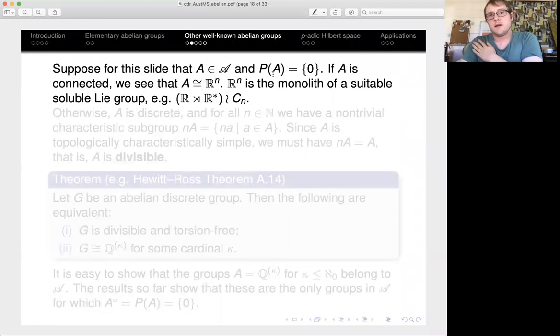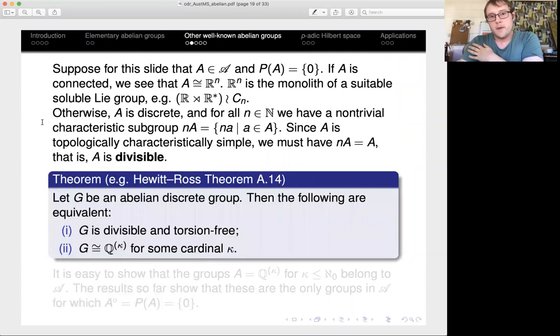Okay, so let's consider the case where the periodic subgroup is trivial, sorry, so no element lives inside a compact subgroup. So if it's connected, the only possibility is R to the n, and that's certainly a monolith of something. The other possibility is that it's totally disconnected, in which case we've already said it's discrete.